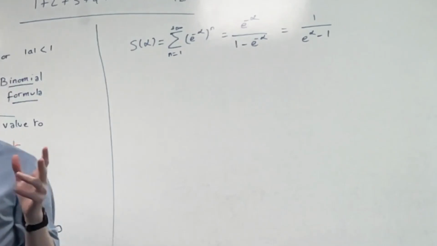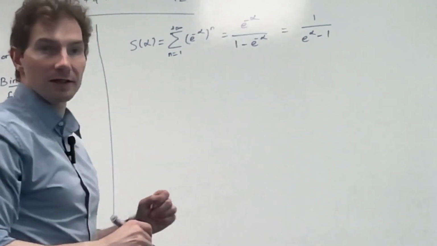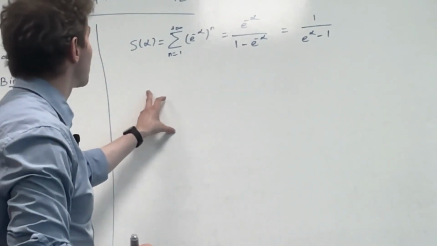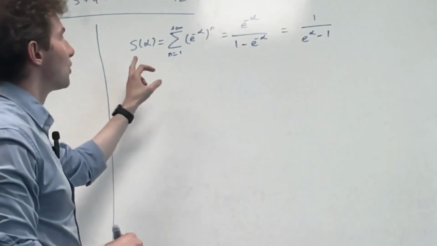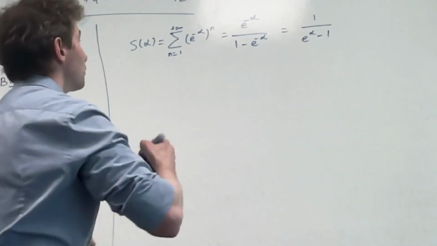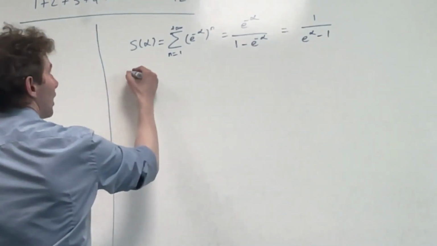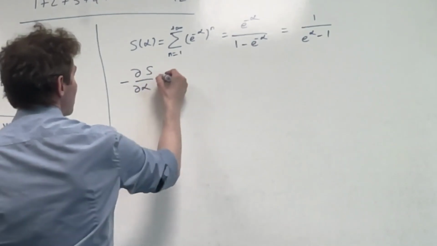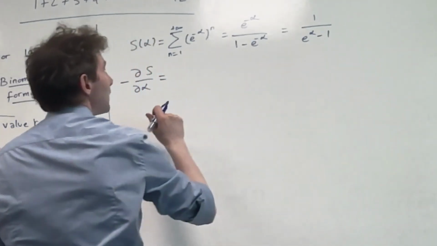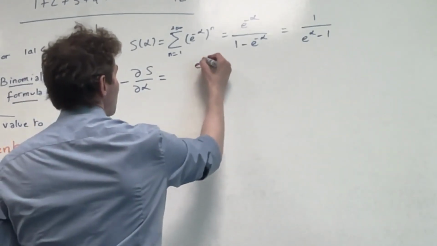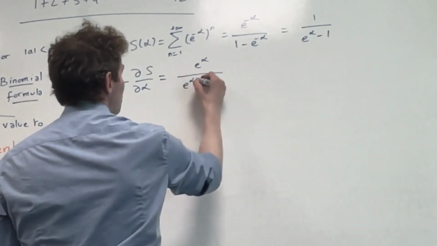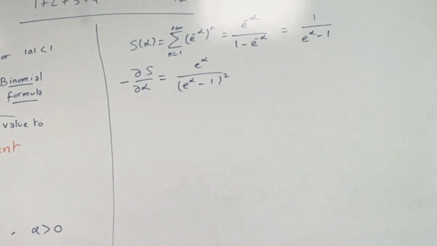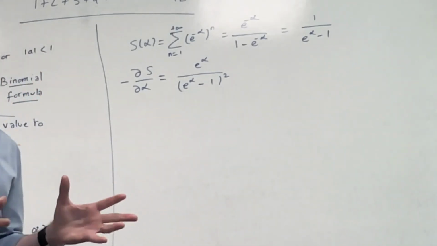So that's what I can write, and I hope you can still see. I know that there are some reflections coming from the lights in the ceiling, but I hope you can still see. So then what I'm going to do is differentiate. So I'm looking at minus dS d alpha, which is going to be equal to exponential alpha divided by exponential alpha minus 1 squared.